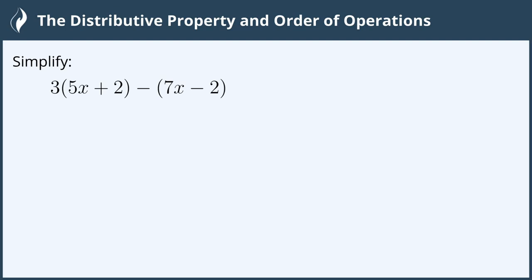Hi everyone! In this video, we will use the distributive property and the order of operations to simplify this expression: 3 times the quantity 5x plus 2 minus the quantity 7x minus 2. The distributive property helps circumnavigate the order of operations of parentheses being first.